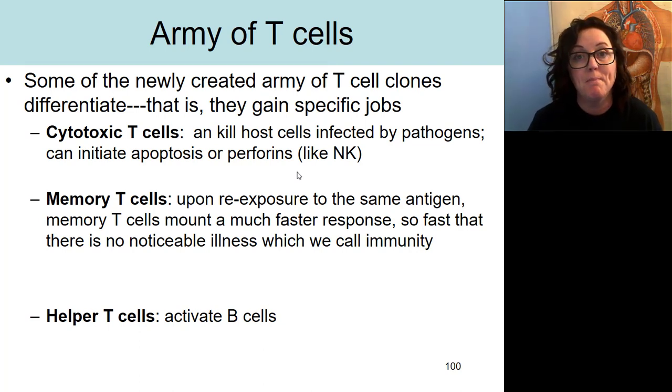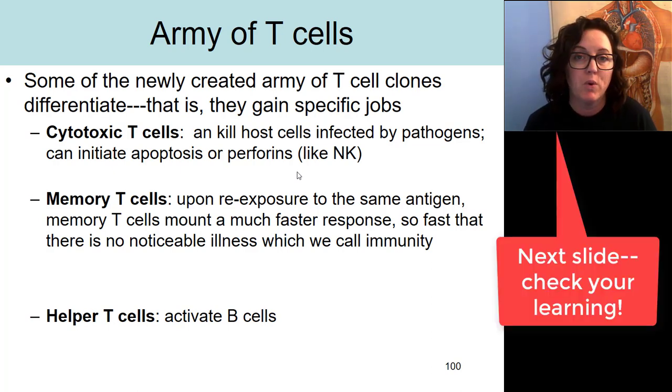Other T cells become memory cells. Memory cells are really important if we become re-exposed to the pathogen. Upon re-exposure to the same antigen, the memory T cells are going to mount a very fast immune system response, so fast that we don't even know that we were ever infected the second time. Helper T cells are also produced through differentiation, and the helper T cells are really important because they're needed to activate B cells.